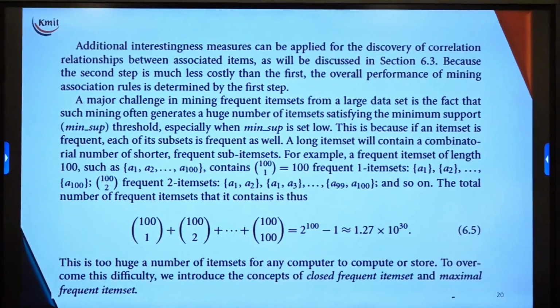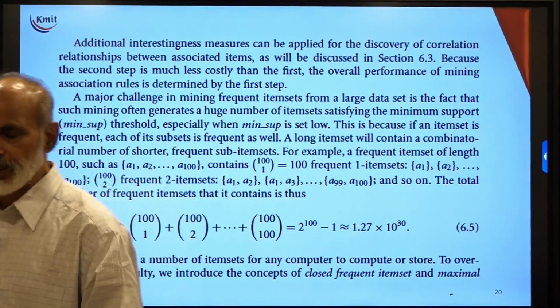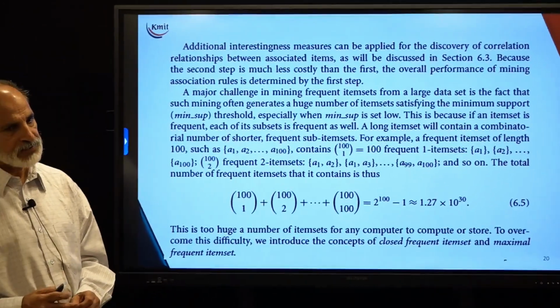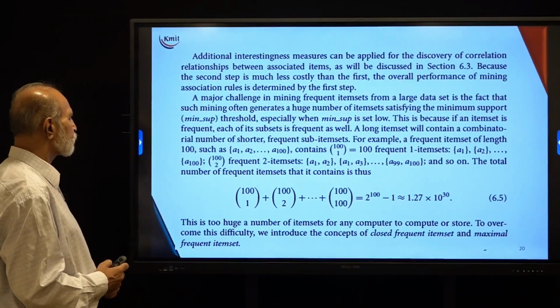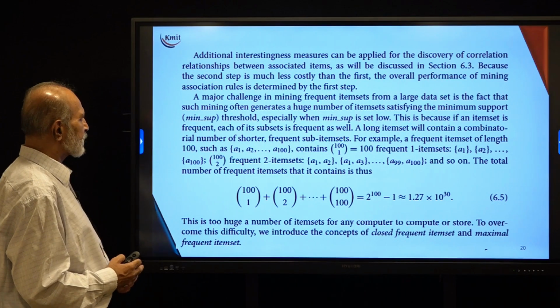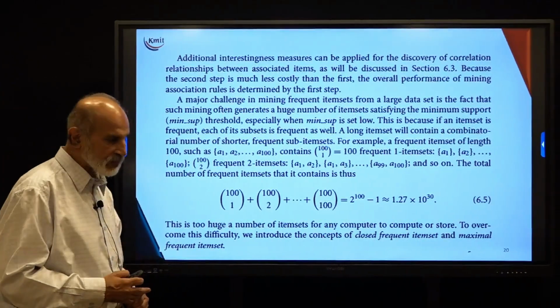Now suppose the number of transactions is very big and the items are few, or the items are very large and the number of transactions is few. How to deal with such kind of interestingness? So let us see what we do. An additional interestingness measure can be applied to the discovery of correlationship between the products.